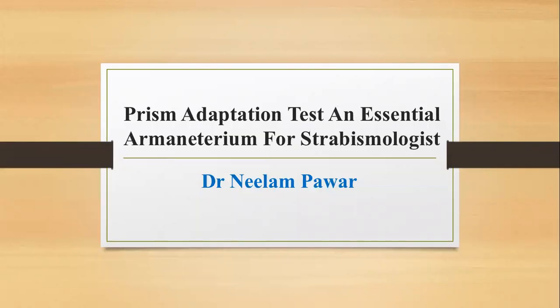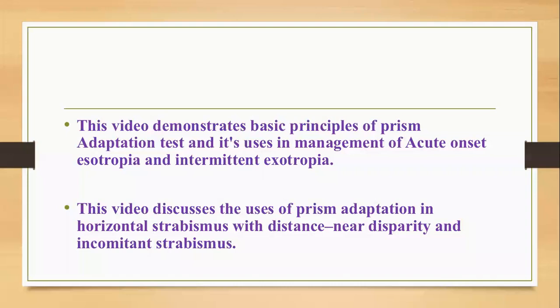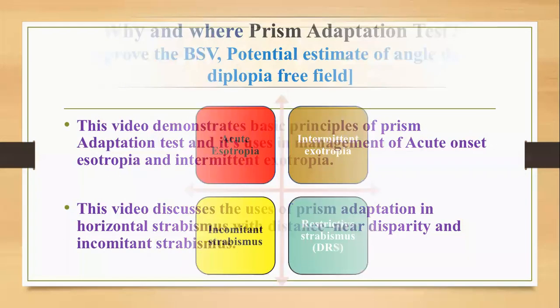This video is about the Prism adaptation test, which is an essential armamentarium for strabismologists. This video demonstrates the basic principles of the Prism adaptation test and its uses in the management of acute onset esotropias and intermittent exotropia. This video discusses the use of Prism adaptation in horizontal strabismus with distance near disparity and concomitant strabismus.